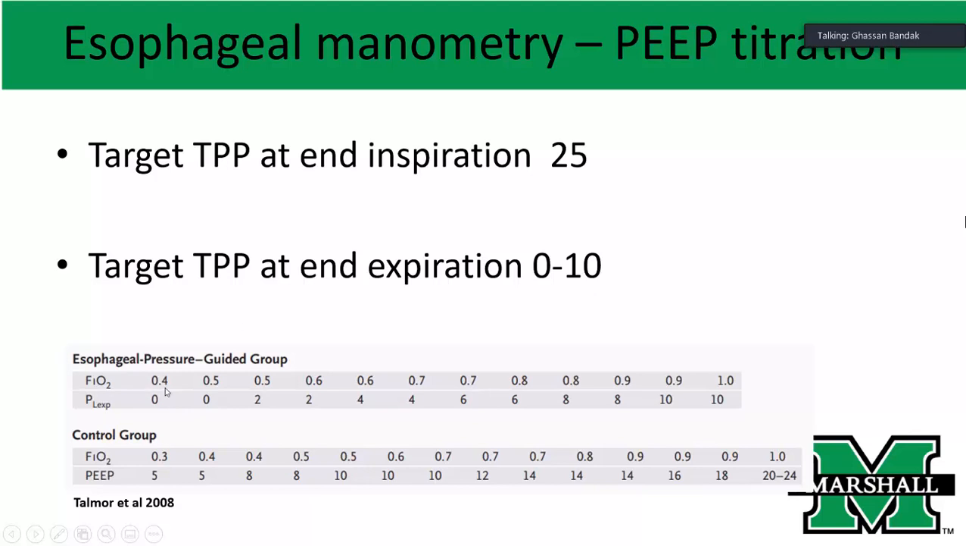They said if the FiO2 is this, it should be your transpulmonary pressure at end expiration. So remember, at end expiration, the patient has exhaled all the tidal volume, okay? This is when the lung can collapse and go into atelectasis. That is why we use PEEP, okay?